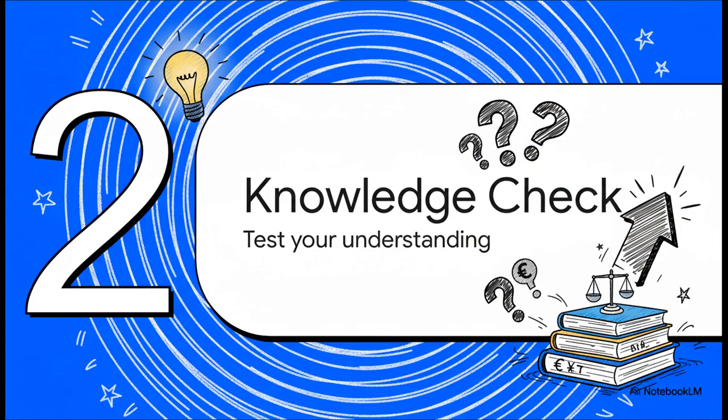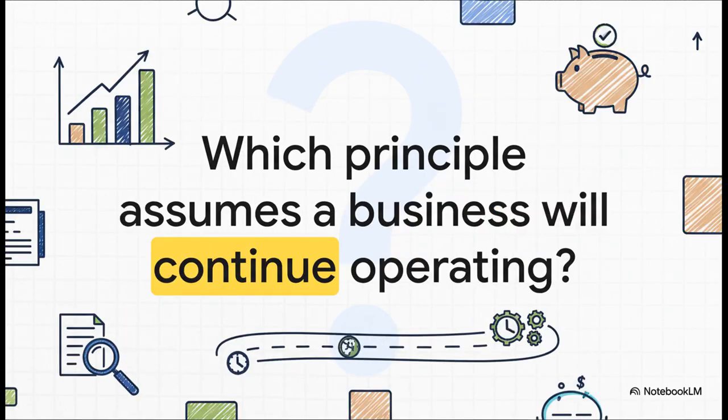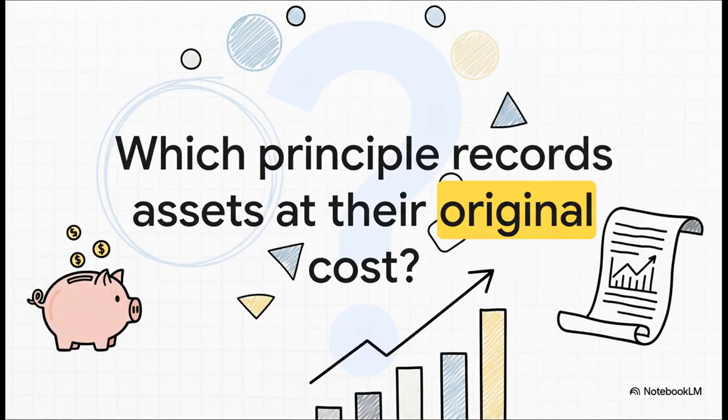All right, you've seen the principles. Now it's time to see if they've stuck. Let's do a quick knowledge check to see how these concepts are landing. Ready? Question 1. Which principle is all about treating the business as a separate thing from its owner? Next up, question 2. The principle that assumes a business is going to be around for a long time is called what?